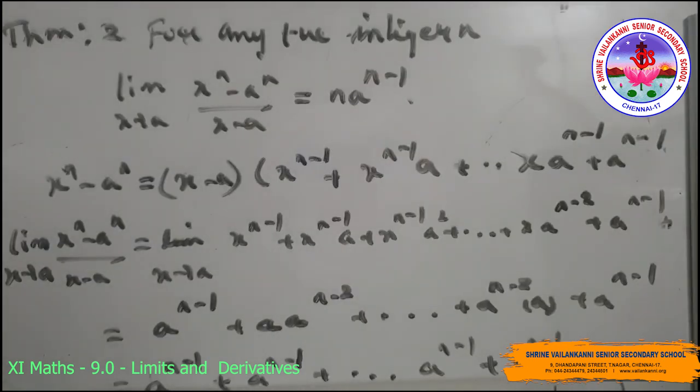Theorem 2: for any positive integer n, limit x tends to a of x power n minus a power n by x minus a is equal to n a to the power of n minus 1. The expression in the above theorem for the limit is true even if n is any rational number and a is positive.